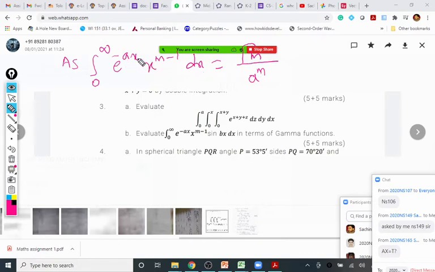We proved actually there by putting ax equal to t. Just put ax equal to t, you get integral 0 to infinity e raised to minus t, t raised to m minus 1 dt is gamma m upon a raised to m, and that is the answer. So this is where you have to start. Actually, you can start from here also. In the exam, you can start from here also.